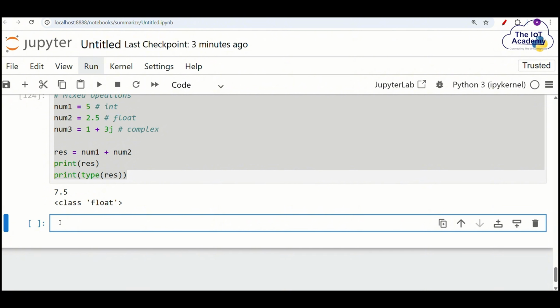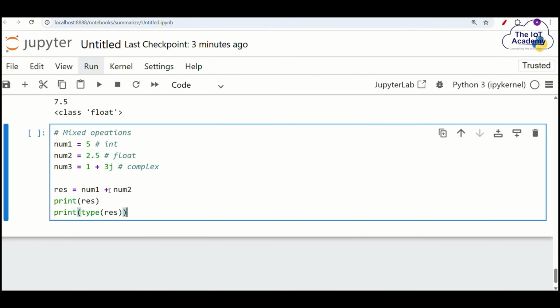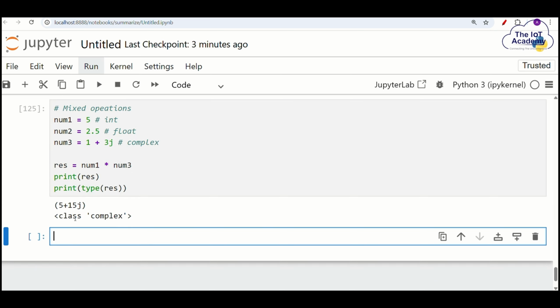Now let's say I do multiplication. If I take an integer and multiply it by a complex number, let's say the complex number is num3. Let's see what you think this is going to be. This is your integer, and you're multiplying by this 1 plus 3j. So 5 times 1 is 5, and 5 times 3 is 15j. I would say it is a complex number. But let's see if I'm right. Let's run the cell, and yep, complex number.